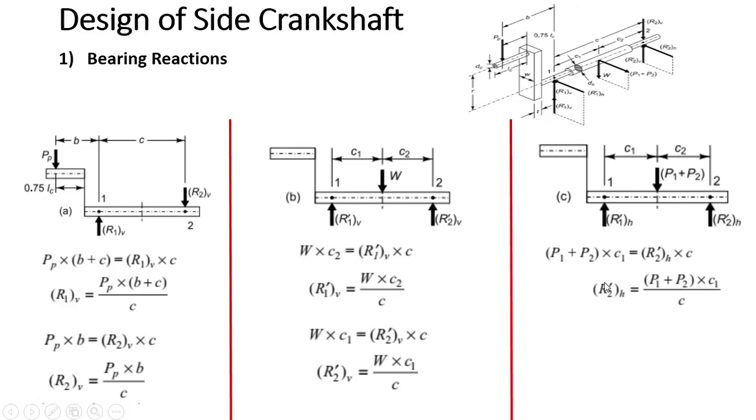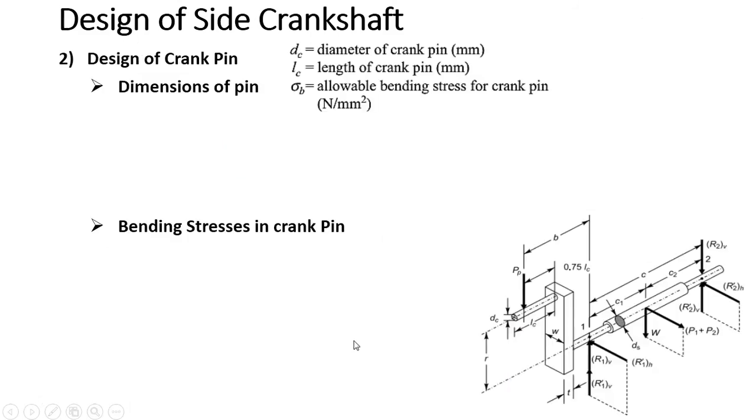Similarly, for the last case, you will get the horizontal reactions R1 dash H and R2 dash H. Again, this is one type of simply supported beam, where we will calculate the reactions R1 dash H and R2 dash H. This is how you will calculate all the 6 reactions: R1, R2, R1, R2, R1 dash, R2 dash, horizontal and vertical components.